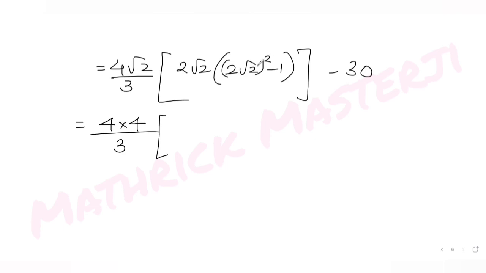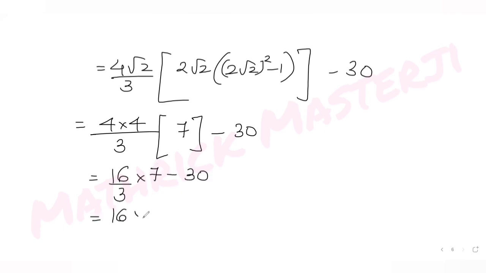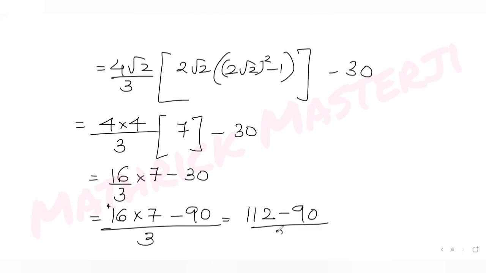So 2 into 2, 4, root 2 squared is 8, 8 minus 1 is 7, minus 30. So here if I try to solve it, I get 16 by 3 into 7 minus 30. So 16 into 7 minus 90 divided by 3. So if I further solve it, 7 6 is 42, 4 7 1 7 11 divided by 3. So 112 minus 90, if I do it, it basically gives you 22 over 3.